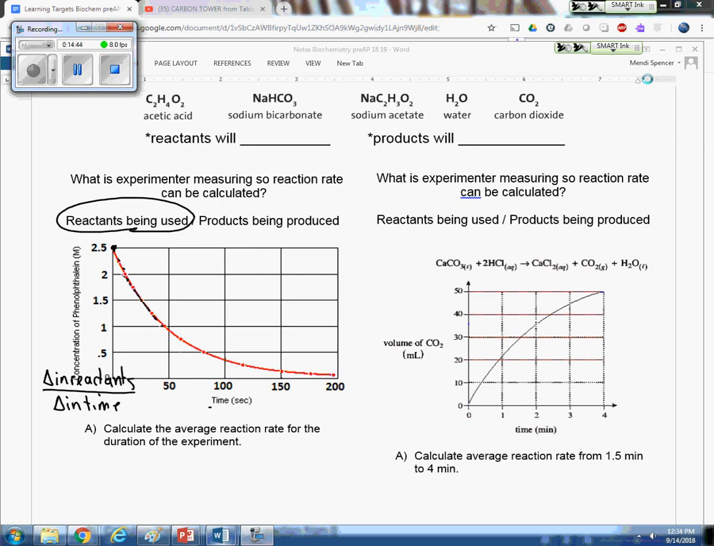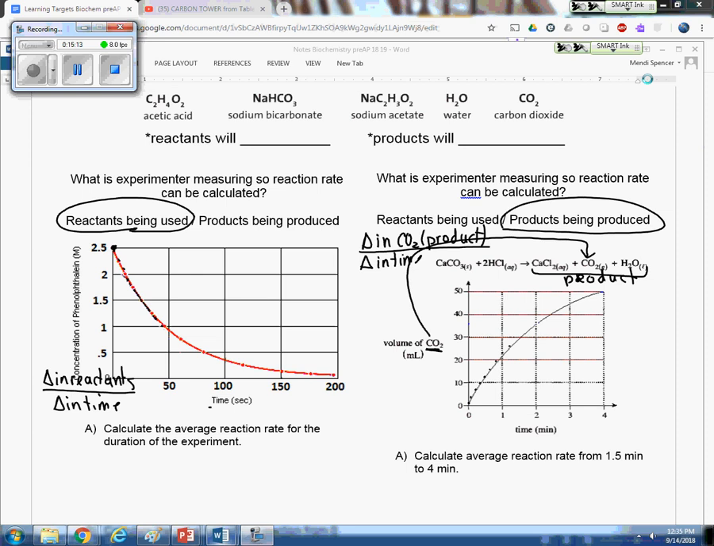Over here, we can see that we're starting to make something, and it's going up and up and up. As a matter of fact, you can also probably see, hey, we're measuring CO2, and CO2 is a product. That's right, product. So if I can measure the increase in CO2 levels, I'm measuring the change in CO2, which is a product, over my change in time. Okay, so that's what we're monitoring in this experiment.